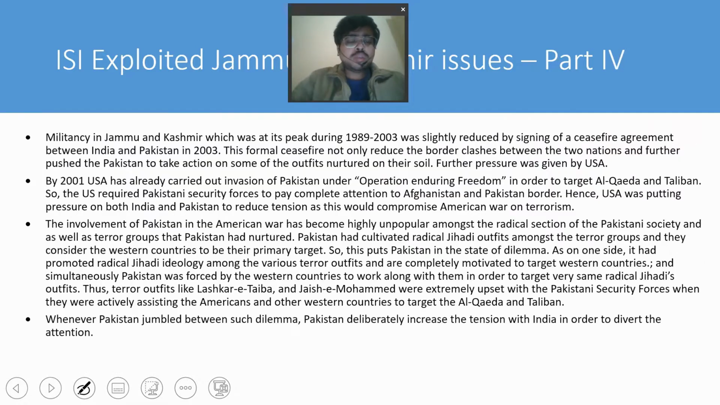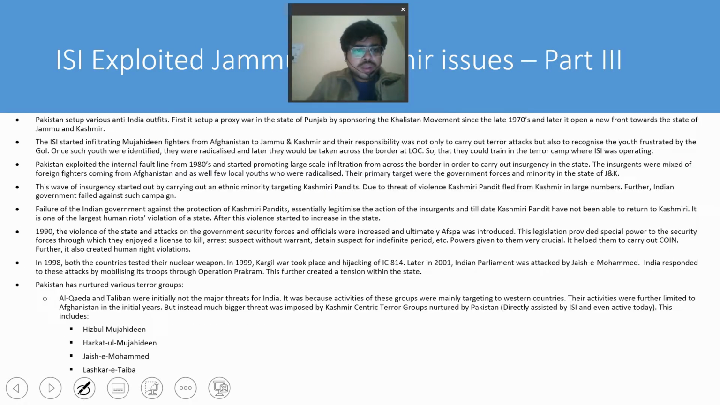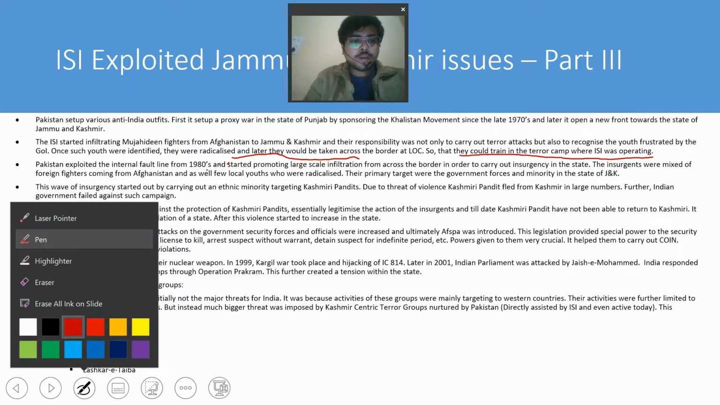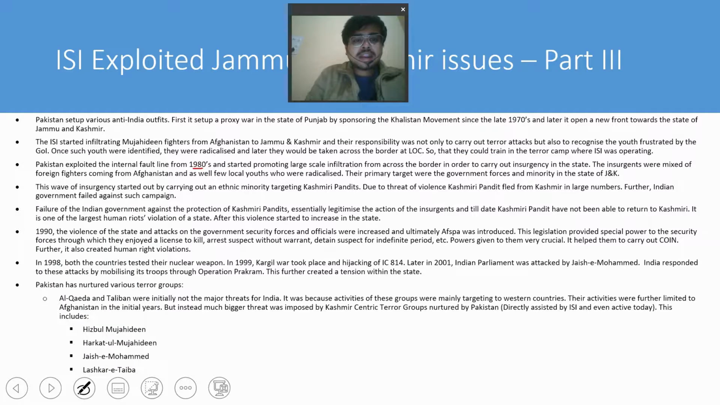Once such youth were identified, they were radicalized and taken across the border, across the LOC, where they were trained to carry out attacks in India, in the terror camps where the ISI was operating. So Pakistan exploited this inner fault line, where the youth were against the government of India from the 1980s, and started promoting large scale infiltration across the border in order to carry out the insurgency in the state.